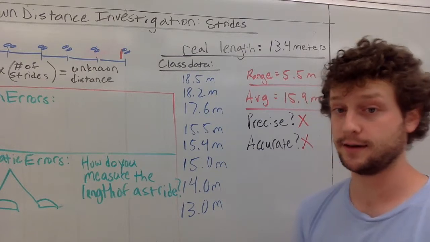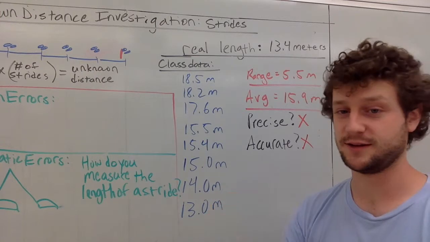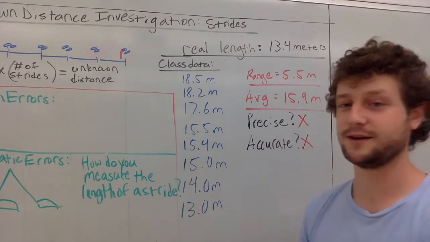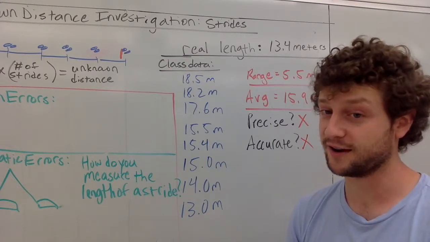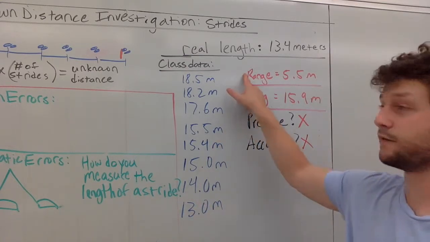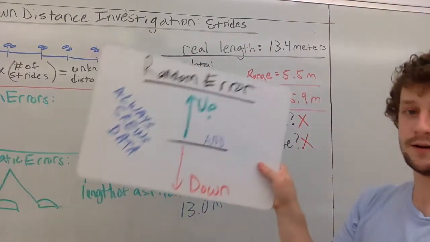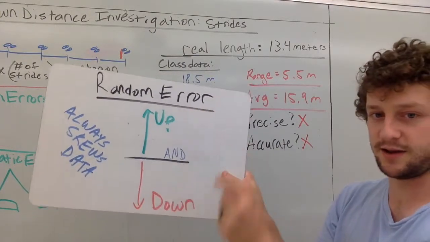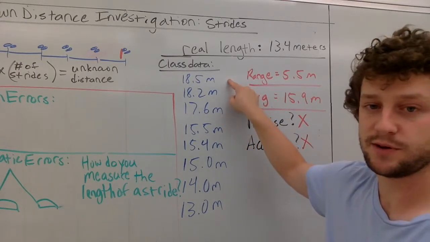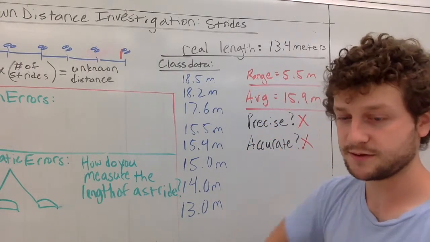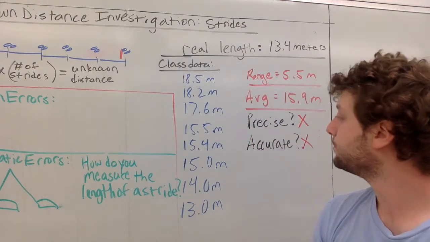Stride stinks, all right? They're not a very good measuring method, unless, like Mr. Koenig, you could do the exact same stride every time, like a machine strider, which you guys really aren't. Most of you aren't, I assume. There's a great range. That means there's a lot of random error. Remember, random error always skews data up and down from our average. So from 15.9, we went up, and we also went down to 13, right? So that's how we know there's random error there. There's a good amount.